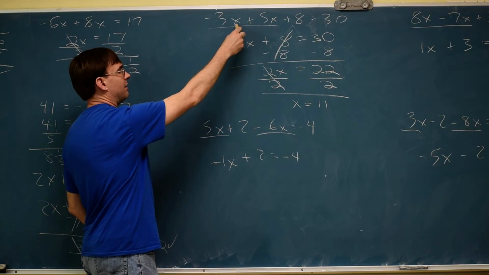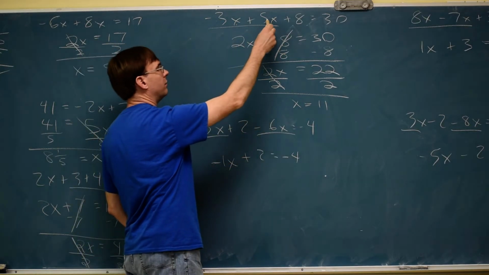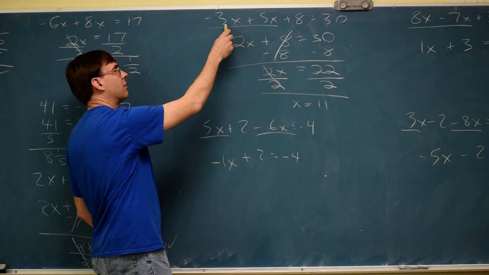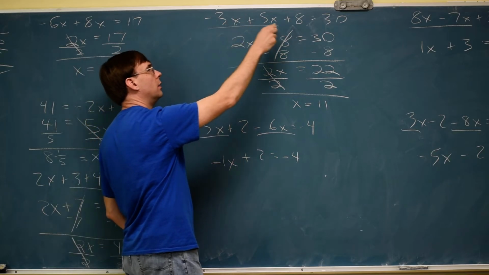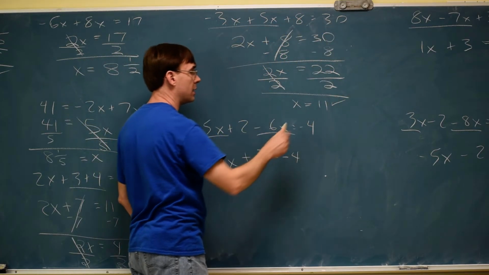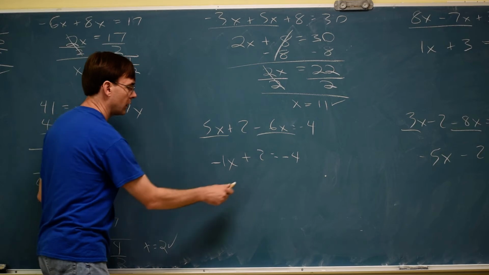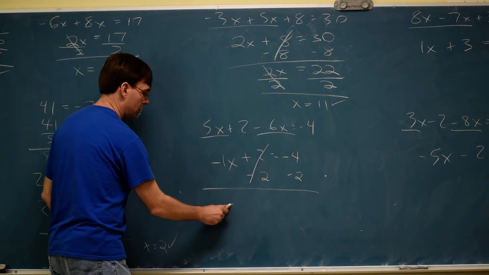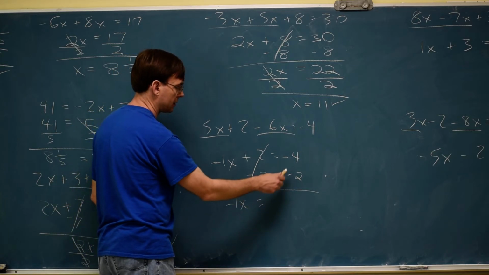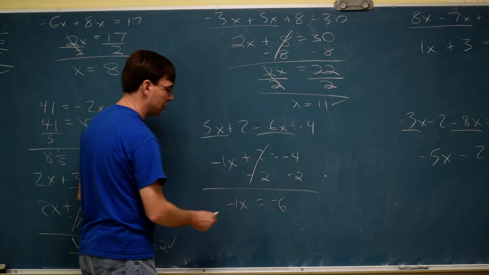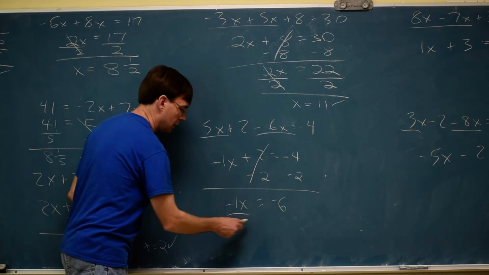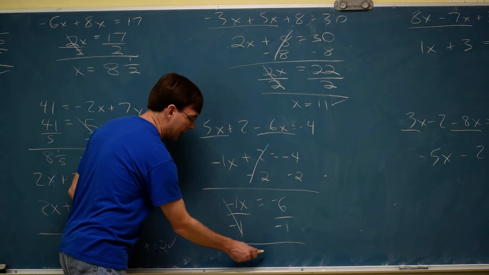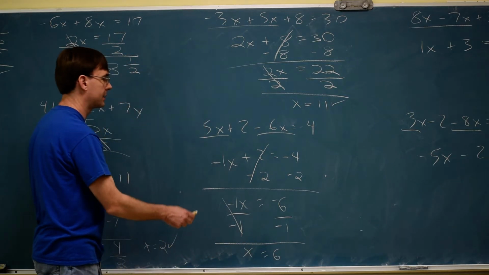Negative 3 times 11 is negative 33. 5 times 11 is 55. 55 and negative 33 is 22. Adding 8 is 30, that works. Here we look to subtract 2's to get rid of the add 2's. So negative 1x. Negative 4 minus 2 is negative 6. Divide by negative 1's to get rid of that. X alone would equal 6.